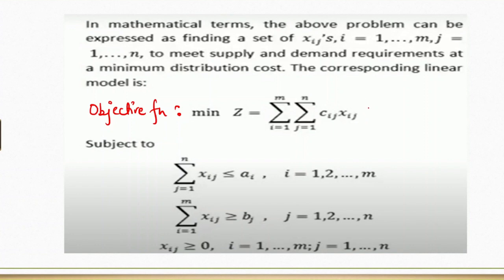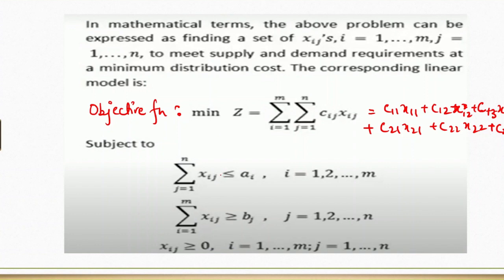Here we'll be writing it in this form: C11 X11, C12 X12, plus going on up till C1n X1n. I had 3 only, so I'll be taking that example: C13 X13 plus C21 X21 plus C22 X22 plus C23 X23. This is the example that I have taken, the 2 sources and 3 destinations. So this would be your objective function subject to the constraints.